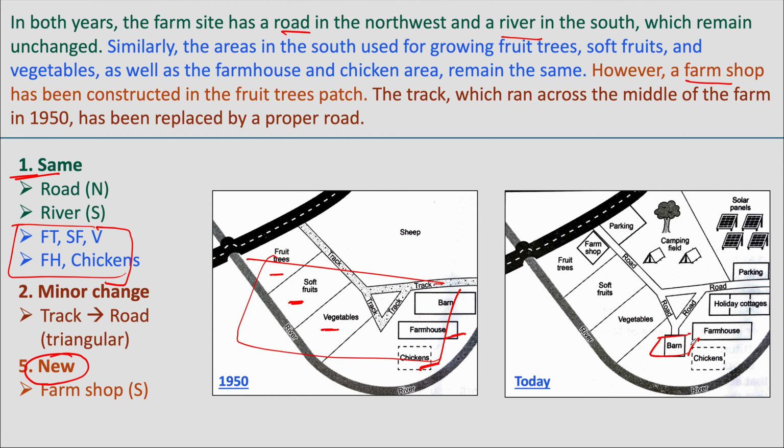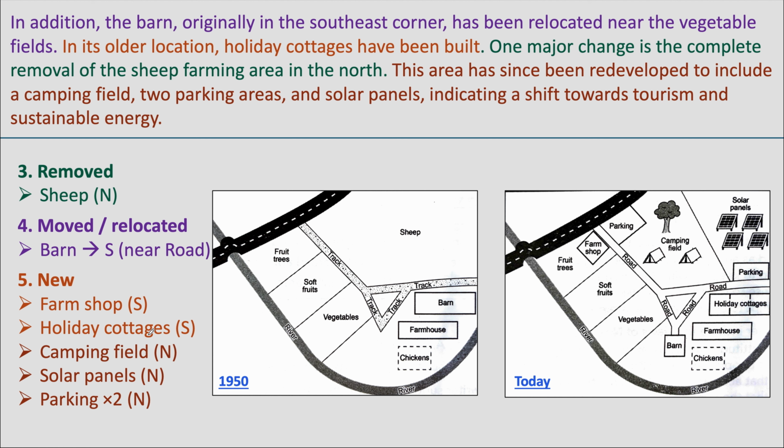Finally, in this paragraph, we mention a minor change. The track that existed in 1950 has been replaced by a proper road. In the plan, we noted that the track was triangular, but this detail is not essential, so we can safely leave it out. Now, let's move on to the second body paragraph where we focus on the bigger changes.